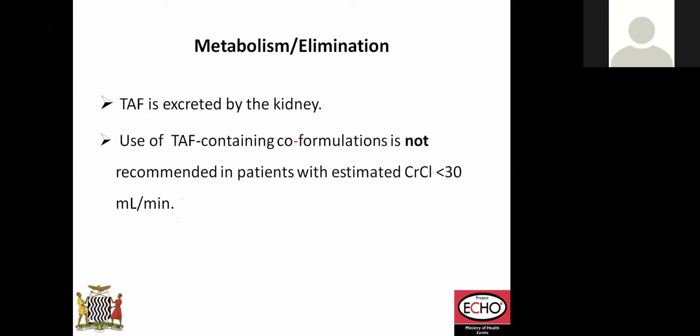How is it eliminated from the body? It's excreted by the kidney. It's handled by a system we call the ATP-dependent transport P-glycoproteins, and some people say breast cancer resistance proteins, which metabolize the TAF. Another caveat: if you are using TAF-containing co-formulations, we don't use them in patients whose creatinine clearance is less than 30 mL per minute, obviously because it's excreted by the kidney.